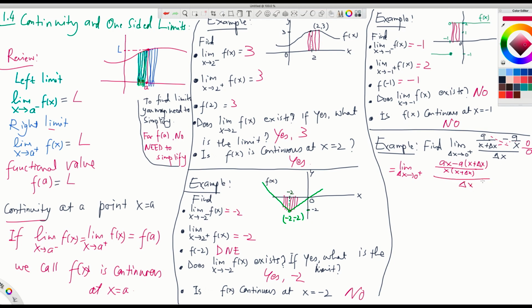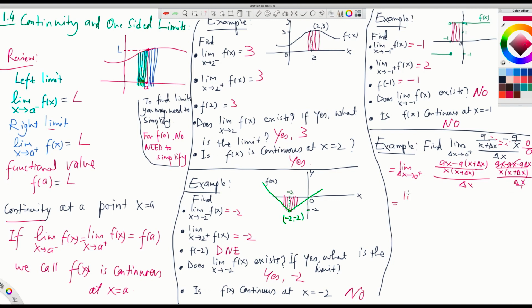So how do you simplify that? On the top, you can write 9x minus 9x minus 9 delta x. You see that? Divide by x times x plus delta x, and then divide by delta x there, right? So you can cancel out the positive 9x and negative 9x. There is one fraction on the top and another fraction at the bottom. That bottom fraction has 1 in the denominator.